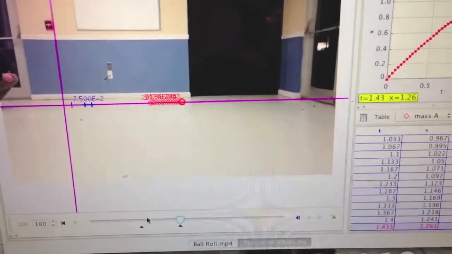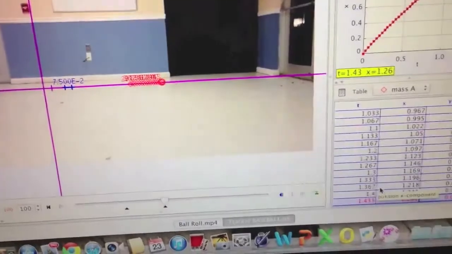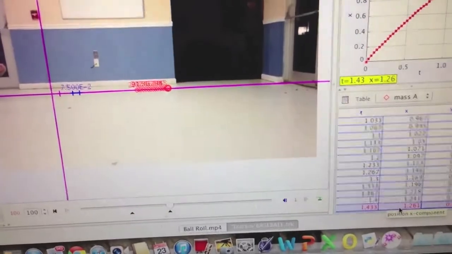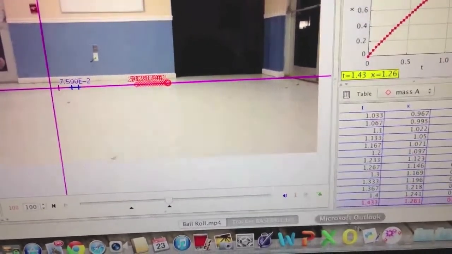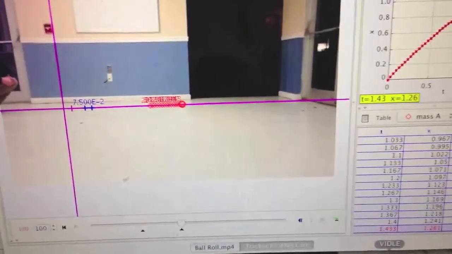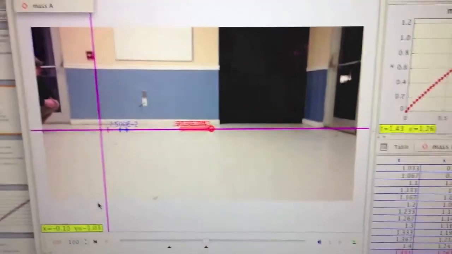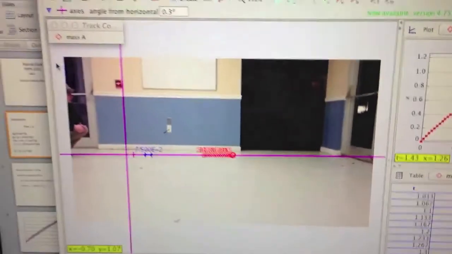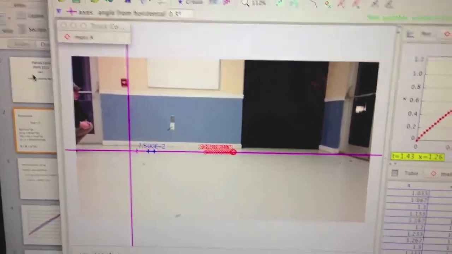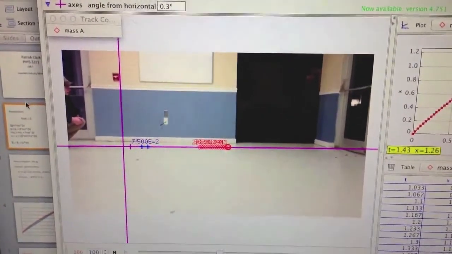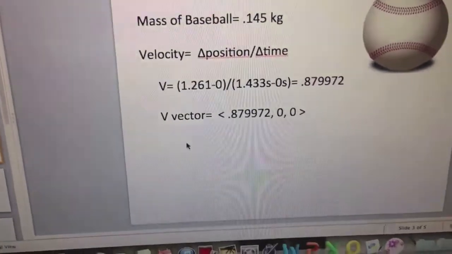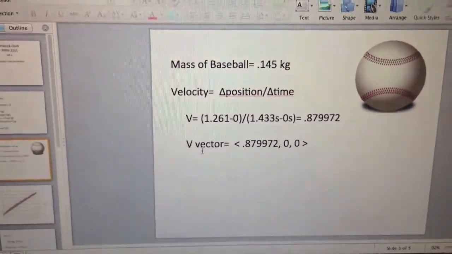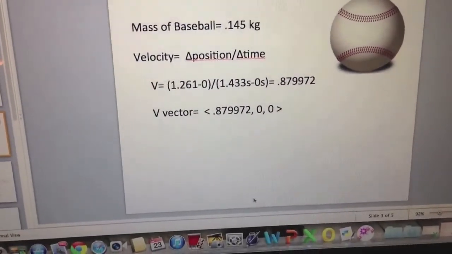In my video, my friend rolled a baseball with the final position being 1.261. The presenter does a good job of describing his experimental setup. It's not really necessary to give the exact numerical values at the end position, but it is important to say which way your axes point and how you picked your origin. To give us a velocity of 0.879972. He should really be stating the right units, here meters and meters per second.